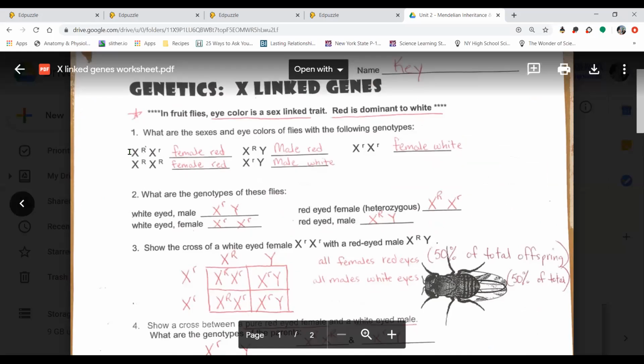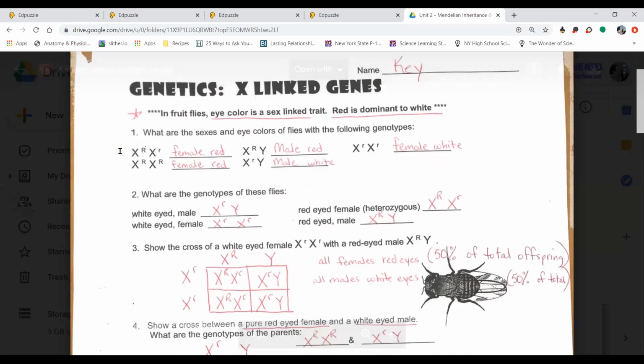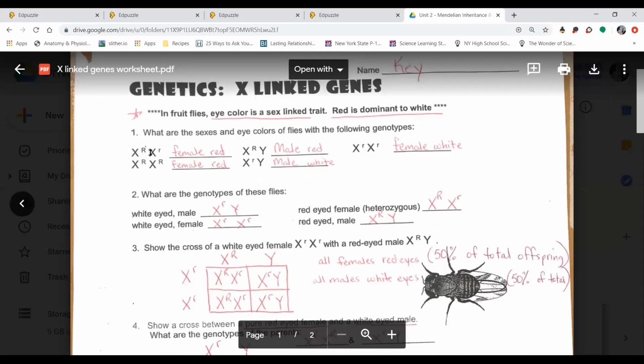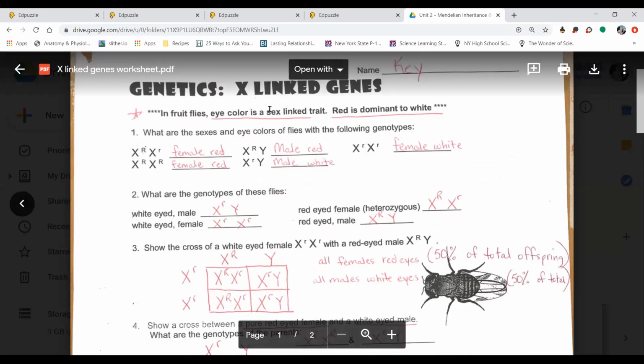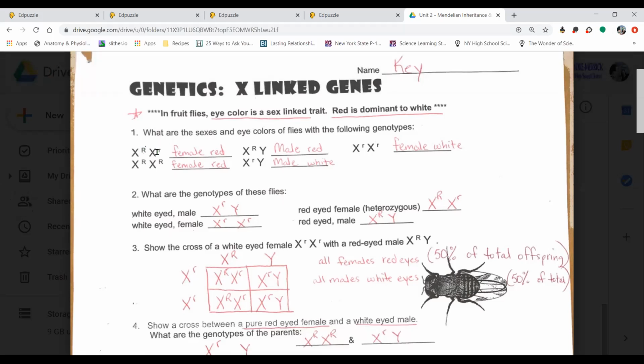Okay, so this first example is X capital R, X lowercase r. I know it's a female because there's two X's, and she has one dominant allele and one recessive allele. If you notice the little note up at the top, they're telling you eye color is sex-linked in fruit flies, and red is dominant to white. So they're using R to represent dominant red, and the lowercase r would represent white. So this female would be red because she has one dominant allele.